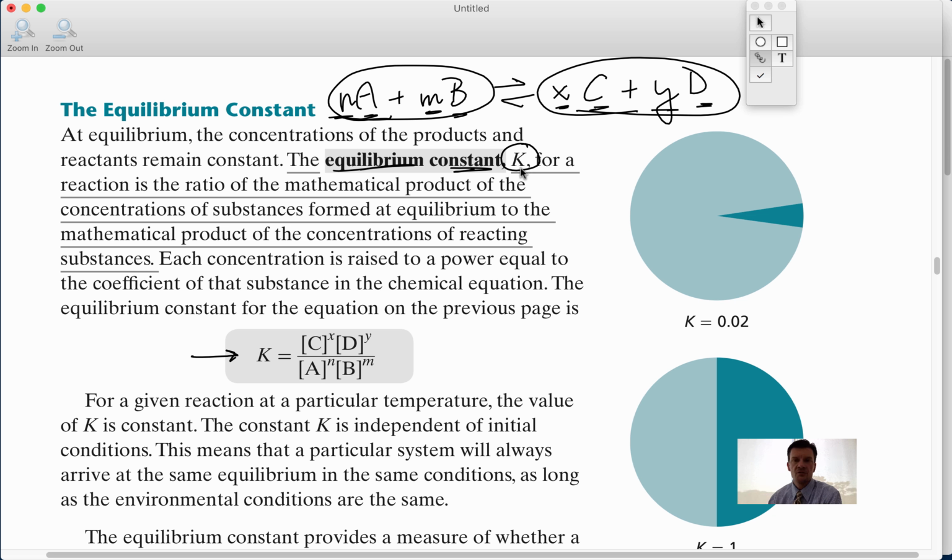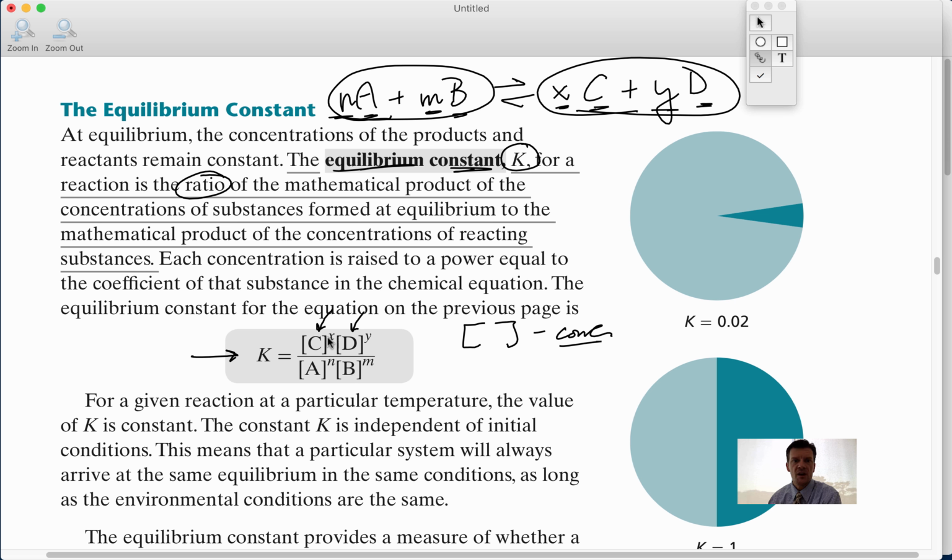So for any reversible reaction, we can calculate a ratio, a mathematical ratio, by taking the concentration of products over the concentration of reactants. More specifically, here's how you find it. You take the concentration of all of your products. That's what the brackets mean. The bracket means concentration. So the concentration of C times the concentration of D over the concentration of A times the concentration of B.